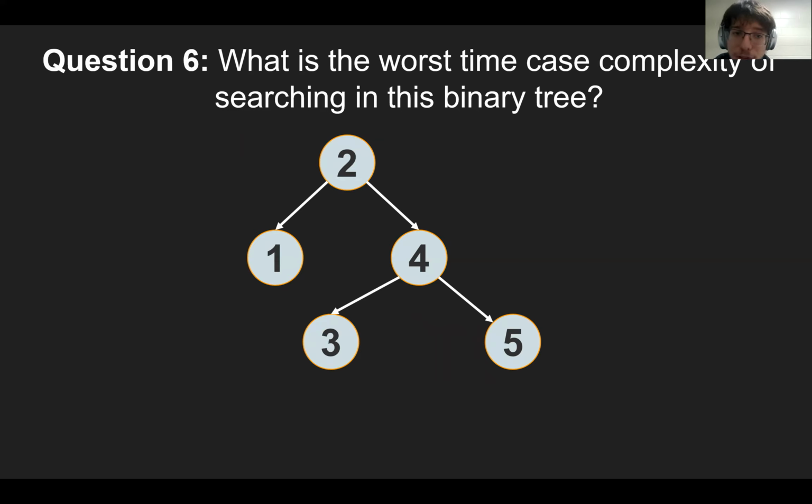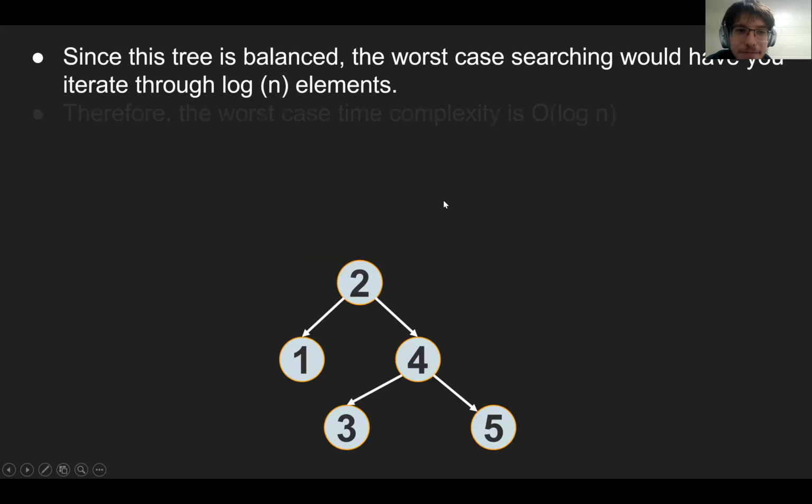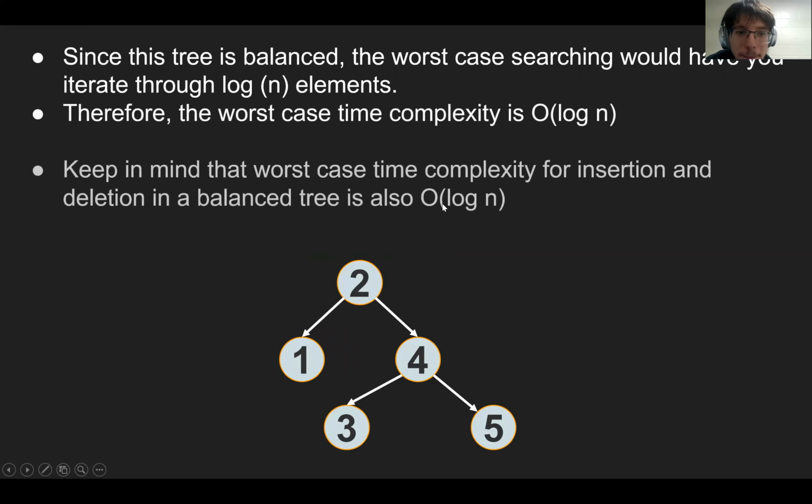Okay, what is the worst case complexity of searching in this binary tree? All right, pause and okay. So the answer is, well, we can answer it this way. Is it balanced? It is, right? So what's the worst case? Log n, right? And yeah, in a balanced tree, the worst case complexity of basically every operation is log n. And for an unbalanced one, the worst case operation is pretty much always n.